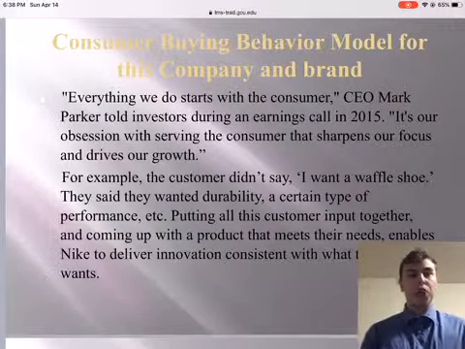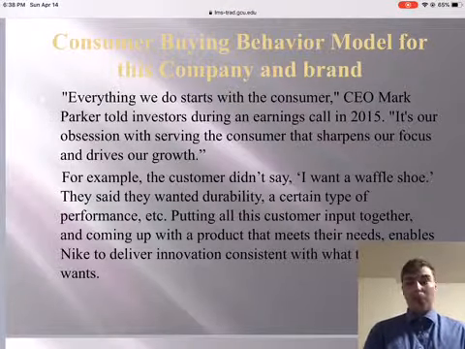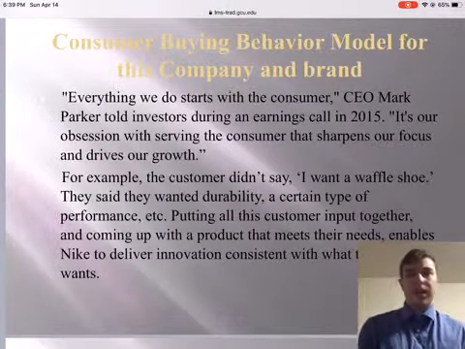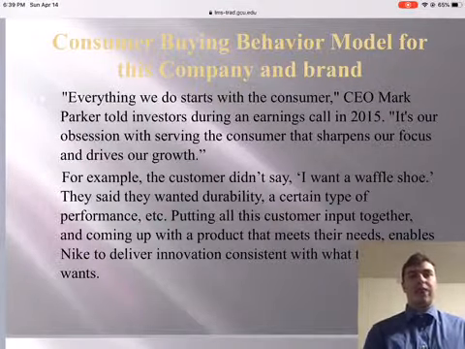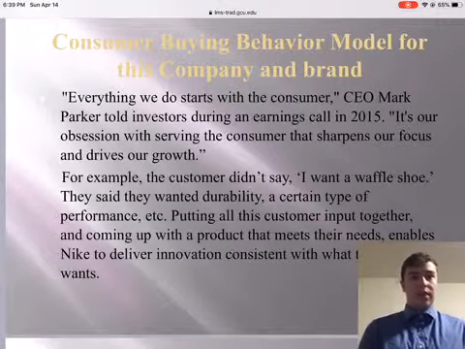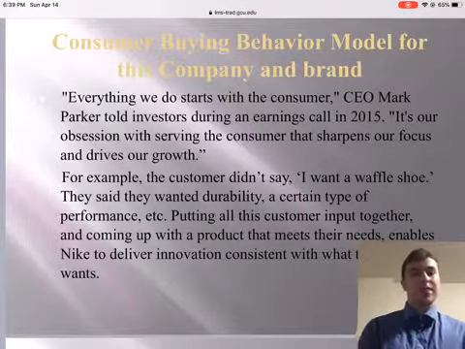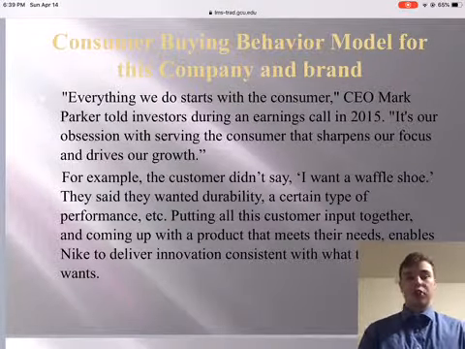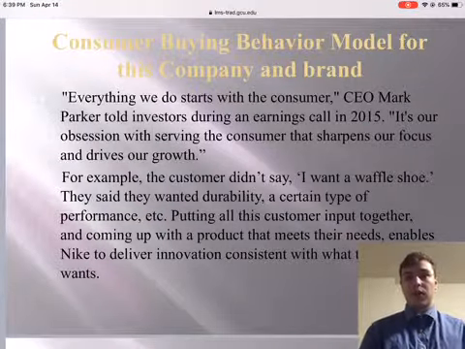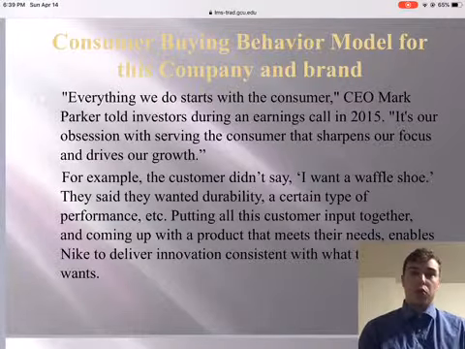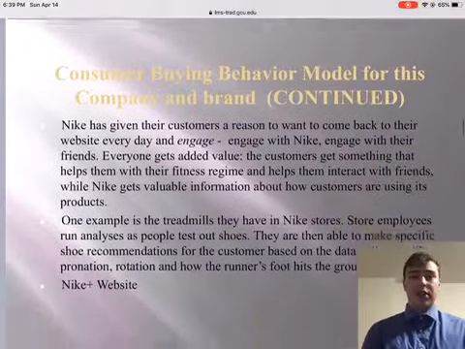This comes from Mark Parker, who's the CEO of Nike, and he says everything we do starts with the consumer. And this ties into the marketing concept of trying to make a product that the consumer is going to want, rather than making a product and then forcing the consumer to want it. So the example that he gives is the consumer didn't say, I want a waffle shoe. They said, I want durability, and the waffle shoe came from that, because that is what the consumer was wanting, and that's what the product was. So that's the buying behavior model. That's what the brand is trying to do.